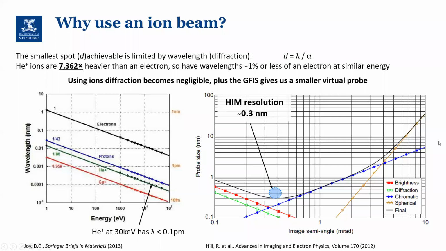Now, very crudely, if we were to say that the brightness, chromatic, and spherical aberrations are going to be similar for an electron column, and we only change diffraction, we might see something like this, where diffraction now pushes the limit up further, and we get an SEM resolution of, say, 1 to 3 nanometers. This is a crude comparison, but it gets the message across: this is the difference between the helium ion and the SEM.